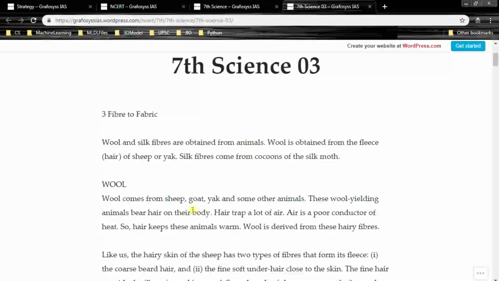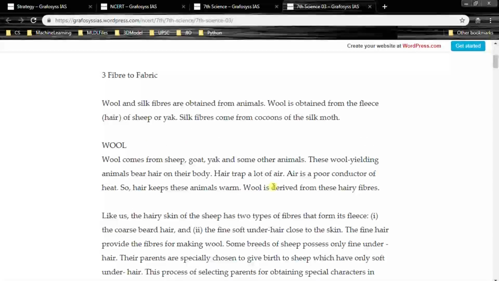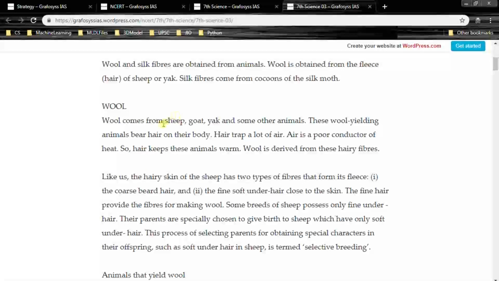Wool comes from sheep, goat, yak and some other animals. These wool yielding animals bear hair on their body. Hair traps a lot of air. Air is a poor conductor of heat, so hair keeps these animals warm. Wool is derived from these hairy fibers. Right. So this is from sheep, goat, yak and camels, etc.